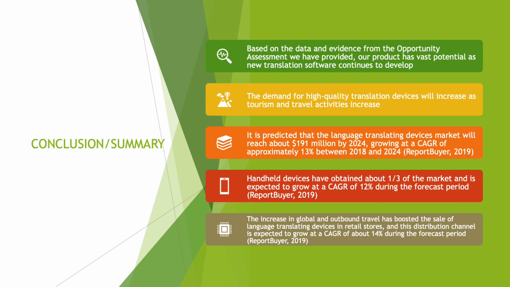Handheld devices have obtained about one-third of the market, and it's expected to grow at a compound annual growth rate of 12% during the forecast period. The increase in global and outbound travel has boosted the sale of language translating devices in retail stores, and this distribution channel is expected to grow at a compound annual growth rate of about 14% during the forecast period.